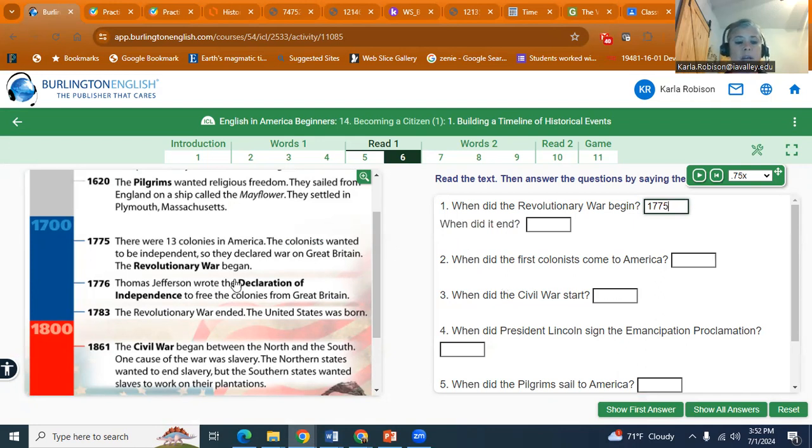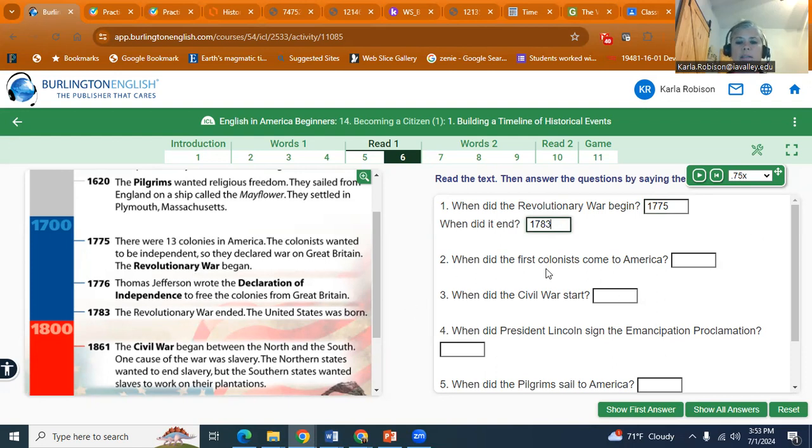When did it end? Okay, so obviously if the Revolutionary War started in 1775, I just need to keep going down that list and going, okay, well, where is it ending? And so then I can see, oh, the Revolutionary War ended. The United States was born, and next to it is 1783. Okay, so that is when it ended, 1783.